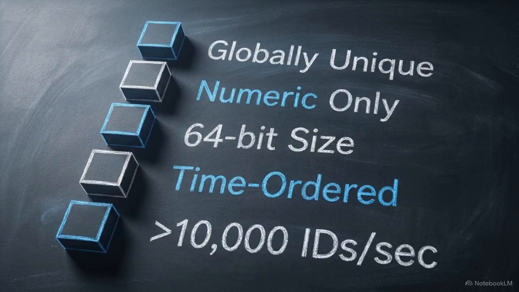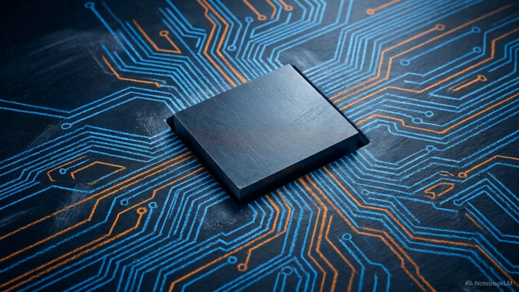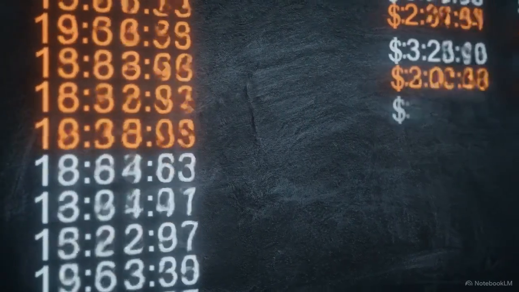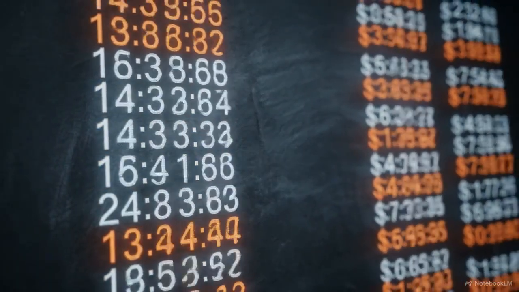Any viable distributed ID architecture must satisfy 5 rigid constraints. The IDs must be numeric. Alphanumeric strings index poorly and heavily degrade relational database performance over time. They must fit into a 64-bit integer. This enforces maximum storage efficiency in memory-constrained environments. They need to be roughly time-ordered. Chronological sorting allows the database to retrieve sequential records naturally without running expensive reindexing operations.